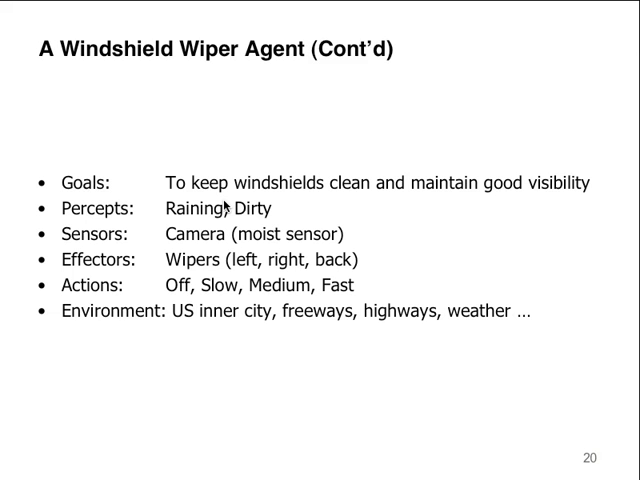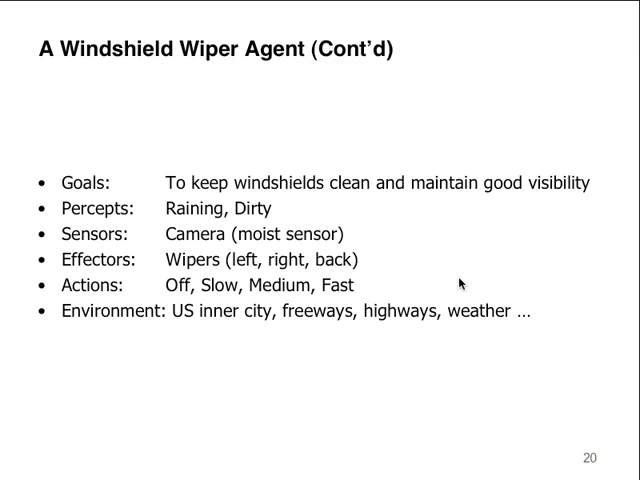So the first thing we do is look at the goals, the percepts, the sensors, the effectors, the actions, and then the environments. One of your homework assignments, actually homework assignment number 1, is going to have you go through this process. So this is where you're going to get slide number 20, lecture number 2, the information for homework assignment number 1. If you're taking any notes, this is where it's coming from.